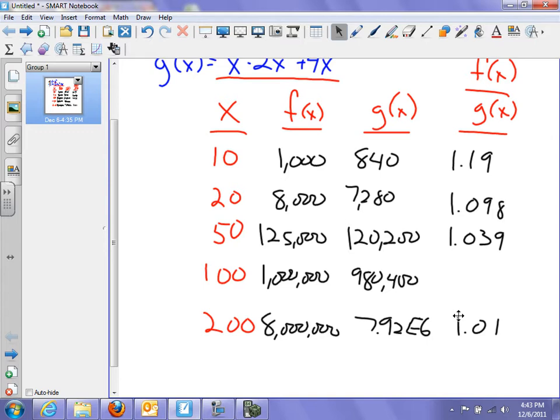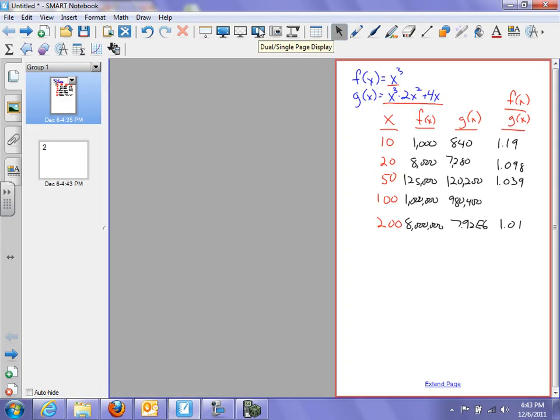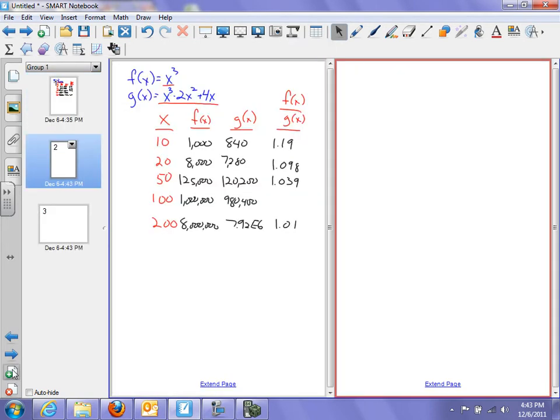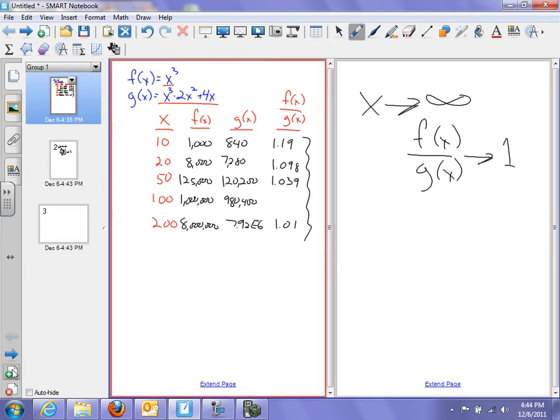So what is happening here, let's just split the screen. What we can see is that as x approaches infinity, so x is getting larger and larger, f of x divided by g of x is approaching 1. I think you can see that by the numbers right along there.